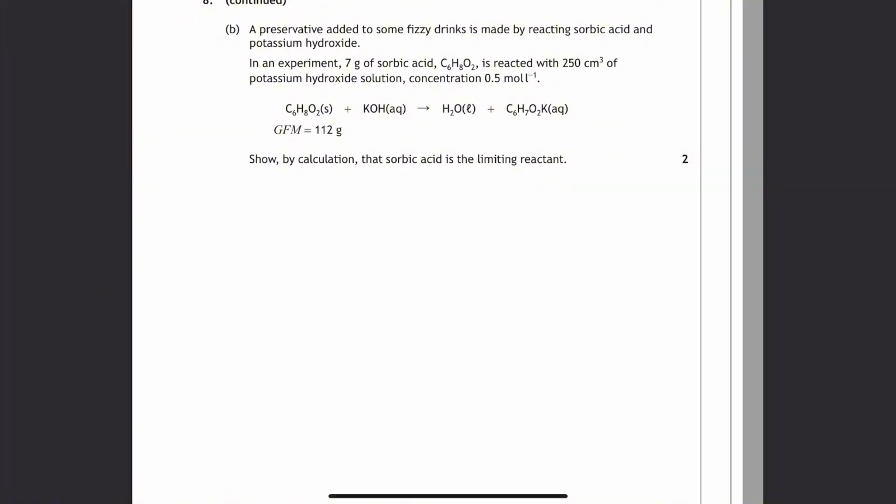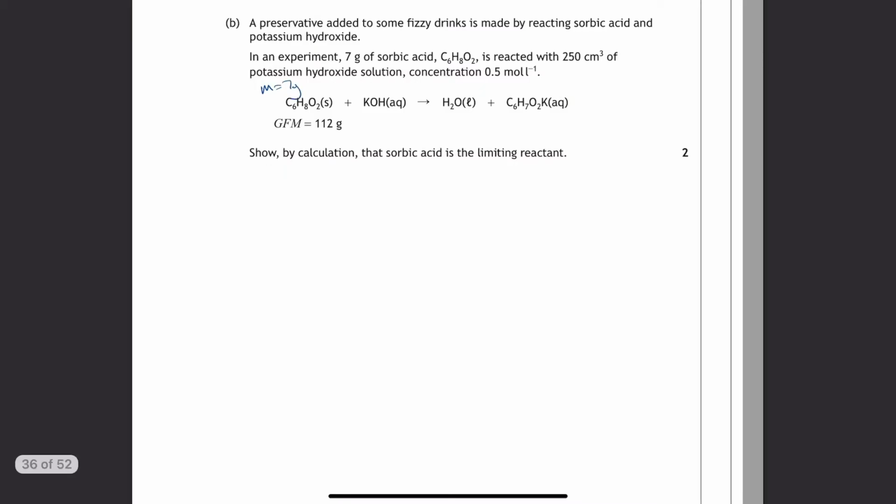Are we limiting an excess calculation? So we've got 7 grams of ascorbic acid, which is the C6H8 one. So I'm going to put M equals 7 grams above that. It's reacted with 250 centimeters cubed of potassium hydroxide. So volume equals 250 centimeters cubed. And its concentration is 0.5 moles per litre.